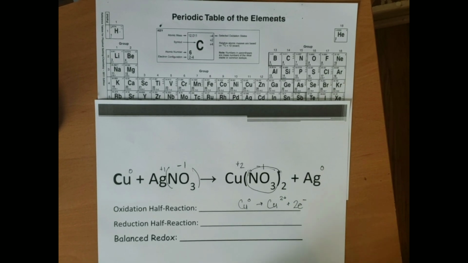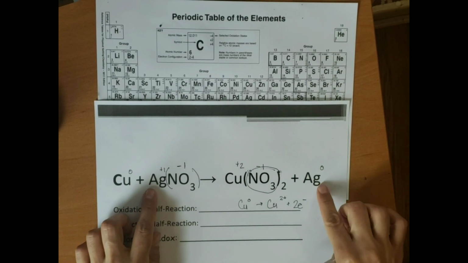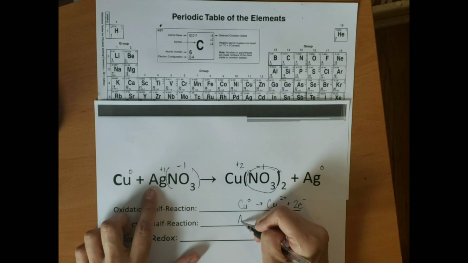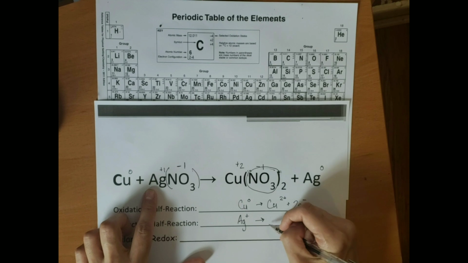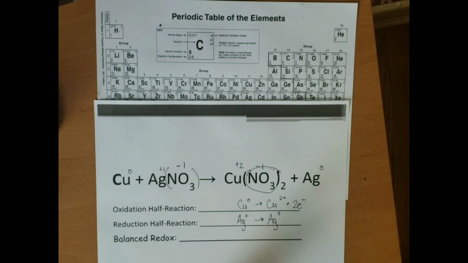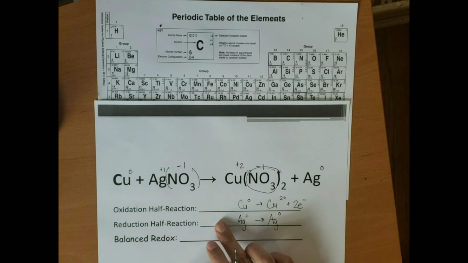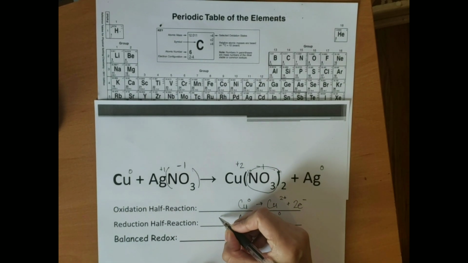So remember that oxidation is the loss of electrons. For the reduction, we can see that silver is changing from +1 to silver with a 0 charge. Now again, I need to add in the electrons to the more positive side, but this time I only need 1 electron.